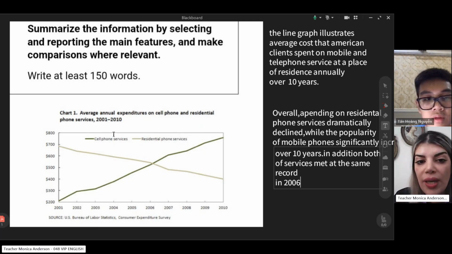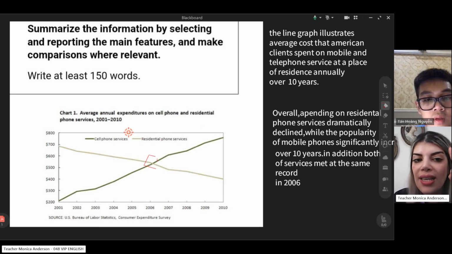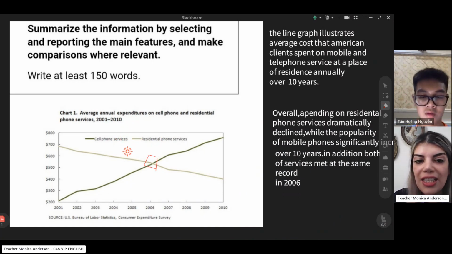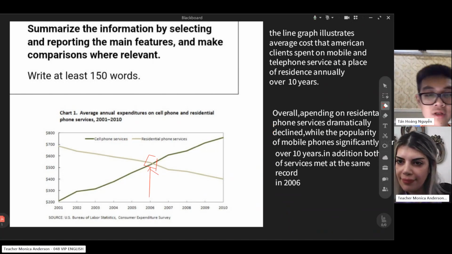In addition, as I told you, you need to mention the sharp increase or decrease. As you can see, in addition, both services met at the same record in 2006. Can you see? This is your overview. Okay? Sure. Can I have a question? Of course.